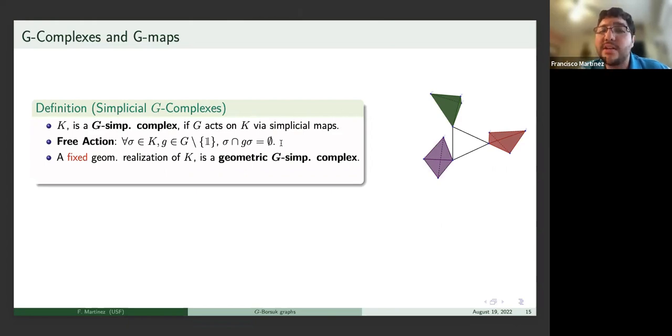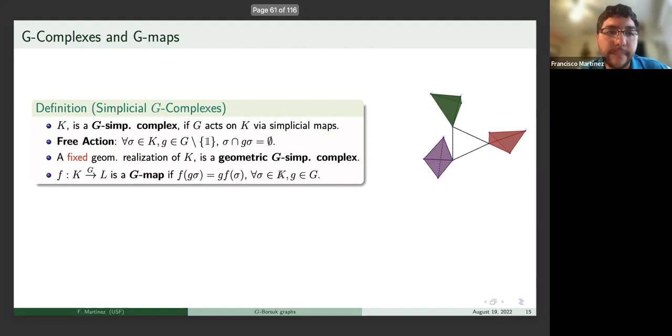We are going to talk about a geometric simplicial complex, and that simply means that we have a geometric representation of this space, and we are thinking of that as a geometric object. So of course it has topology, but it also has distance, it also has volume, and we are already given that. When we say we have a geometric simplicial complex, we are given all of this geometric structure. A G map is going to be a map between G simplicial complexes that respects the G action. So it's an equivariant map.